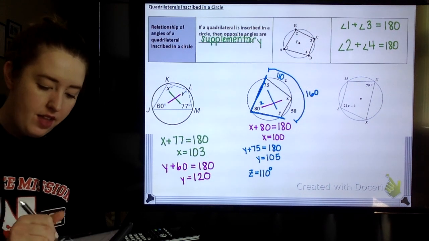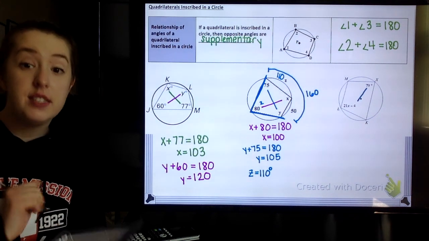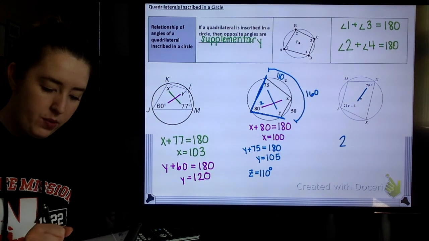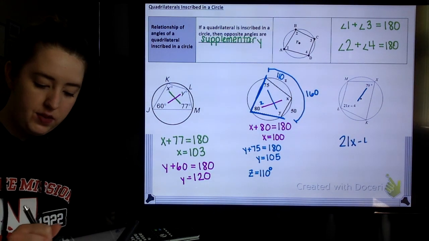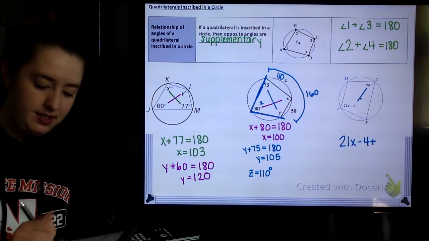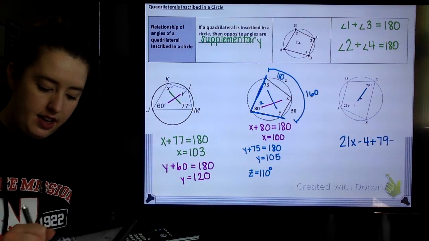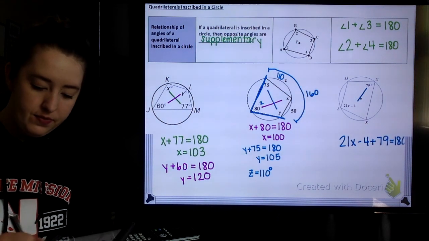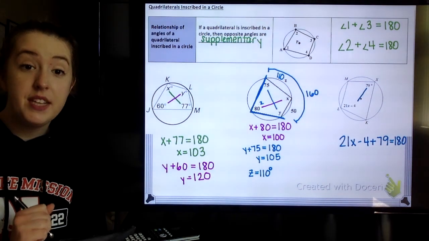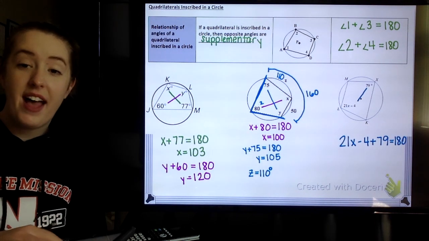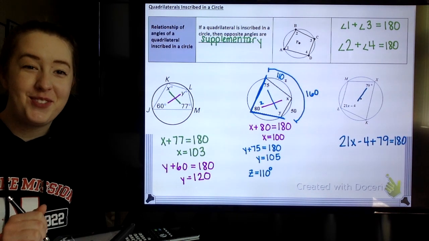Opposite angles are supplementary. So 21x minus 4 plus 79 equals 180. The first thing we want to do is combine like terms. So I have 79 minus 4.